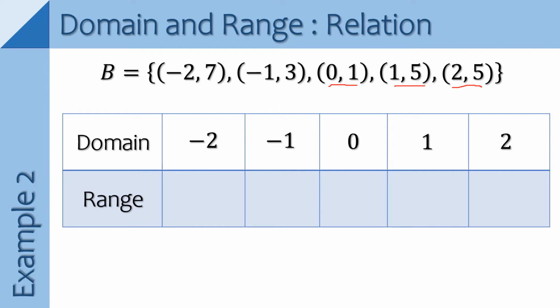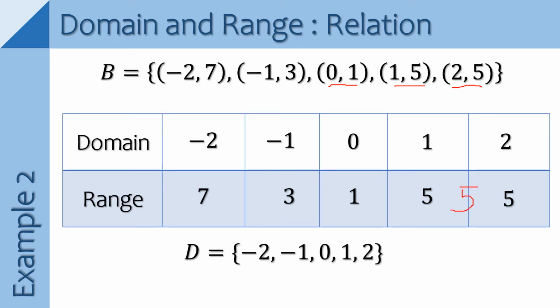And then for our range, we have 7, 3, 1, and then 5. Okay, so sometimes 5 is written as 1. Okay, so for the domain, we have negative 1, negative 2, negative 1, 0, 1, 2. And then for our range, we have 1, 3, 5, and then 7.